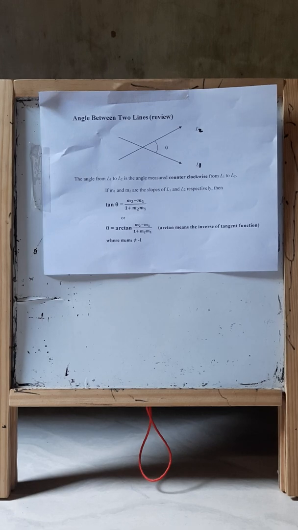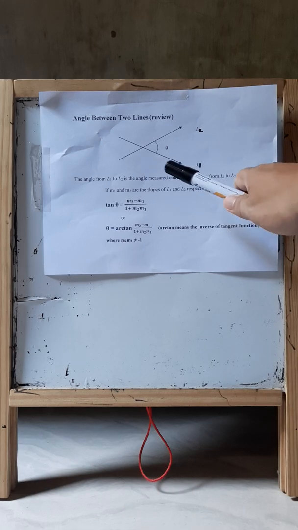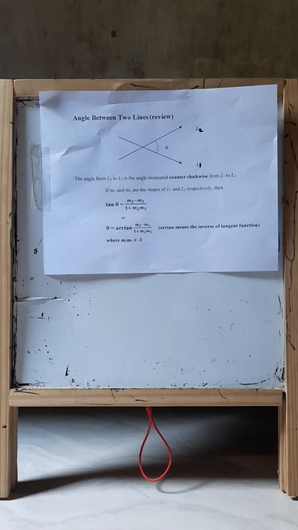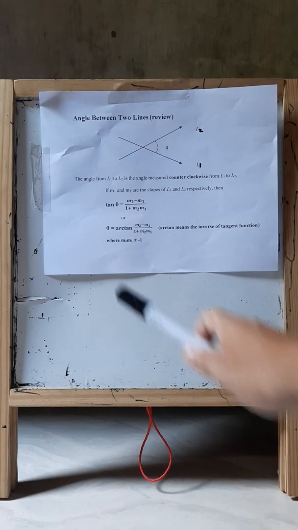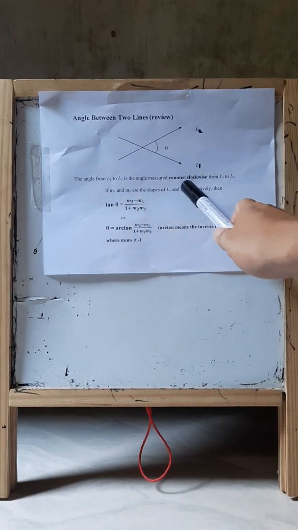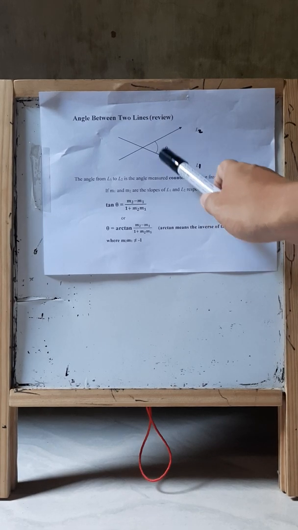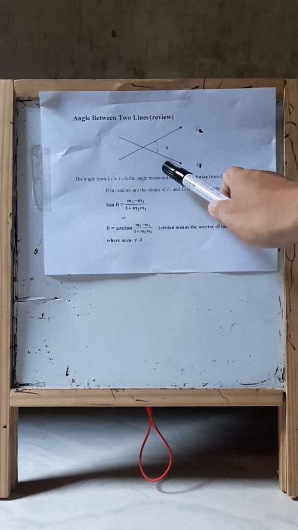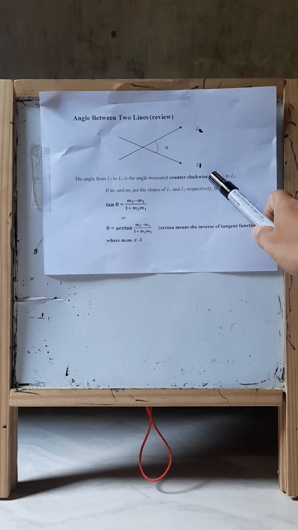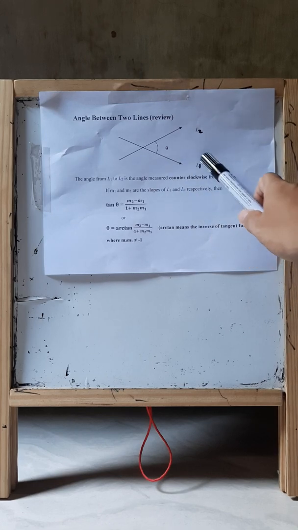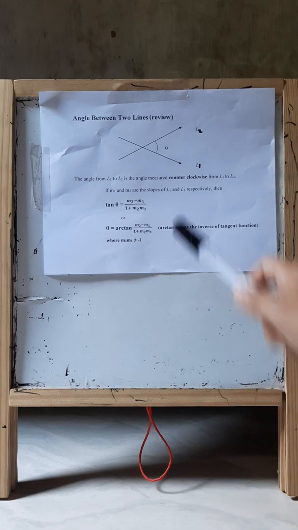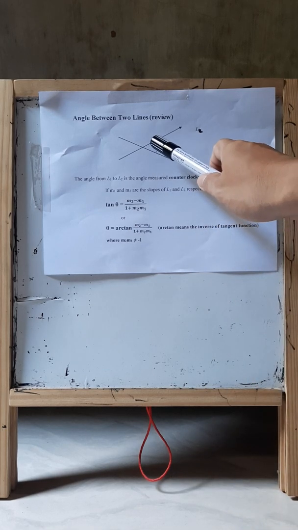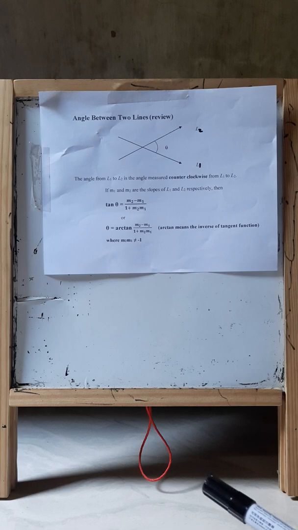So let us first have a review. In the figure here, as you can see, there are two intersecting lines. The angle from line 1 to line 2 is the angle measured counterclockwise from line 1 to line 2. So the keyword for this topic is the word counterclockwise. We must start from line 1 until it reaches line 2, forming an angle theta.